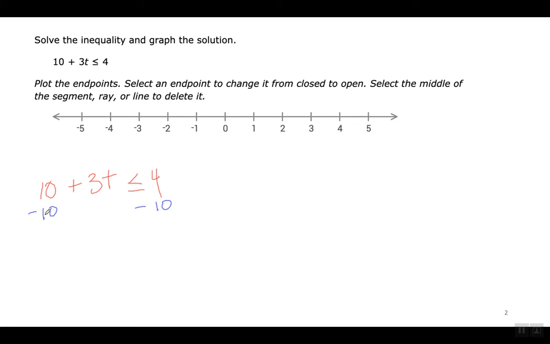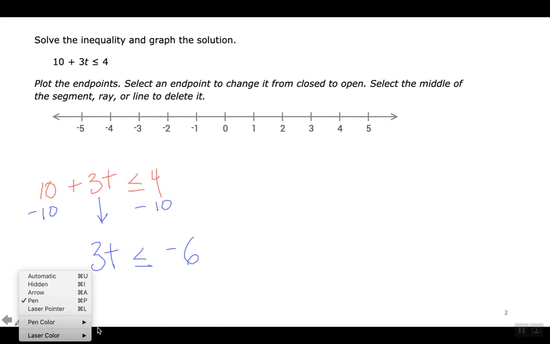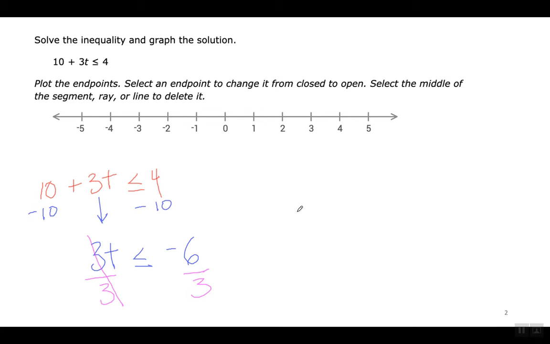All right, right here, 10 minus 10 cancels out. The 3t stays by itself on the left, and I still have the same sign in the middle. Now 4 minus 10 is negative 6. Now I'm still trying to get rid of that 3. So to get rid of it, I'm going to do the opposite of multiplying by 3, which will be divide both sides by 3. So when I divide both sides by 3, these 3s cancel out, and I'm going to be left with t is less than or equal to negative 6 divided by positive 3, which is negative 2.